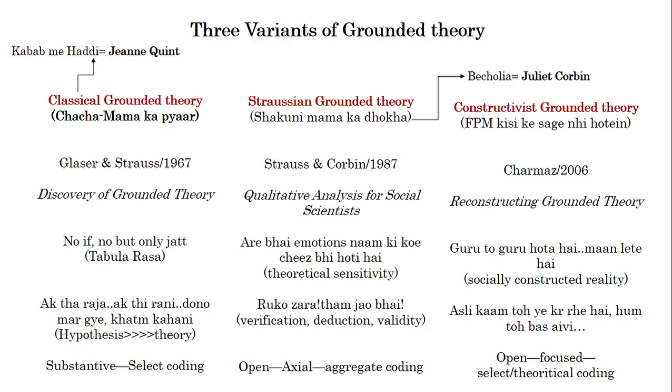So Charmaz said that reality is always socially constructed, so you have to take into account aspects including the social aspects, cultural aspects, and so on. Therefore there cannot be one harsh, strict reality. Reality has multiple facets.